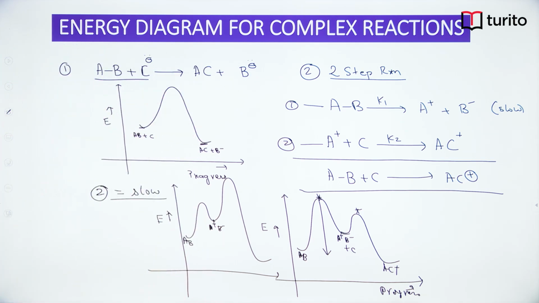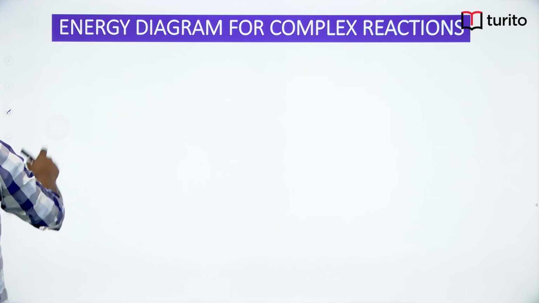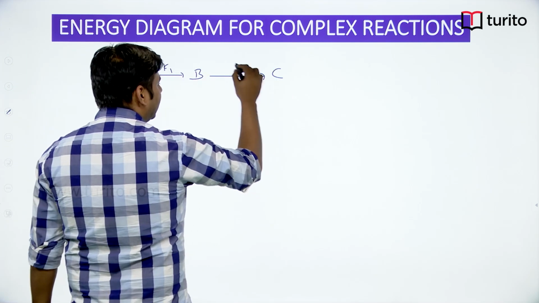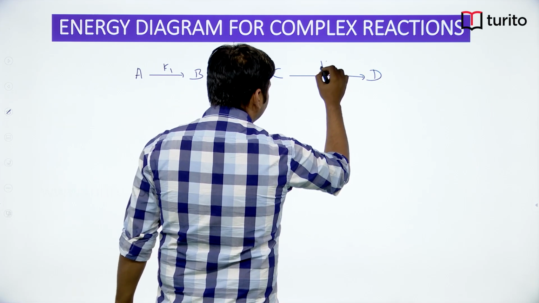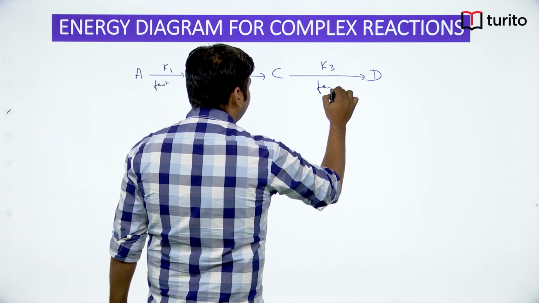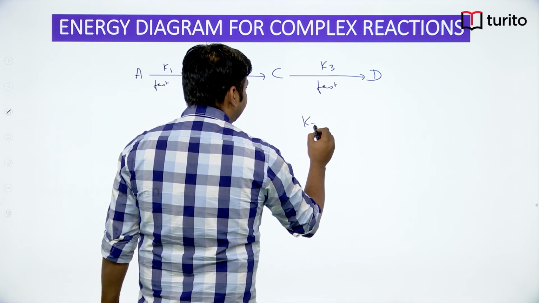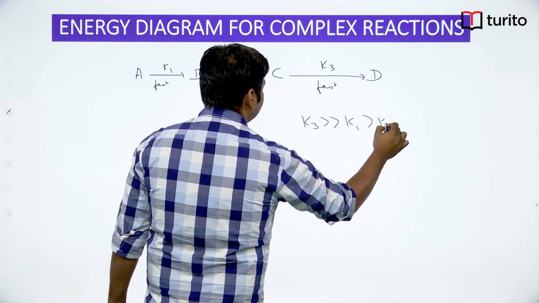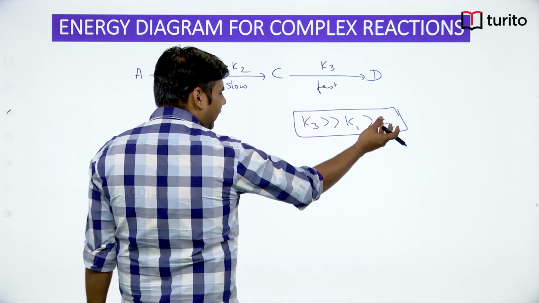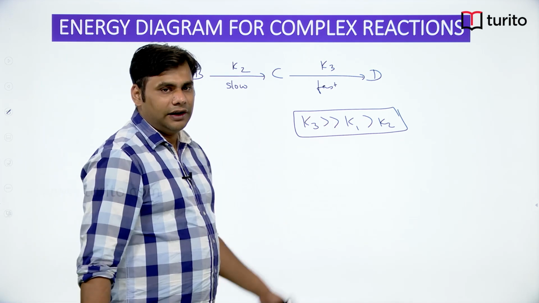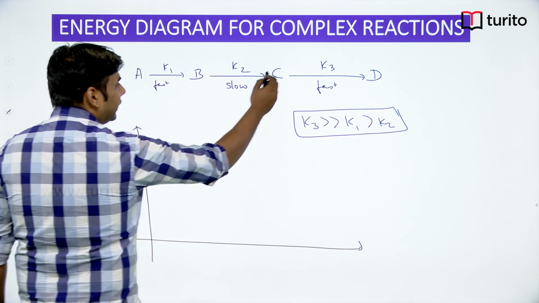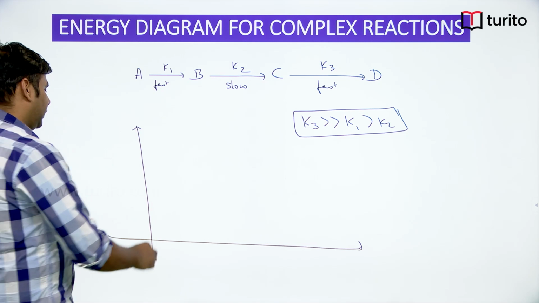Similarly, we can draw for a 3-step reaction also. Let me quickly show you. Suppose a reaction has been given to you, A changing into B with K1, B changing into C with K2, and C changing into D with K3. Suppose this is given as the slow step, and the others are fast steps. Now suppose it has been given that K3 is much greater than K1 and K1 is greater than K2. So we know that K3 is very fast, K1 is again fast, but K2 is very small and very slow. If you draw the energy diagram profile, there are 3 reactions going on, so 3 transition states would be there.